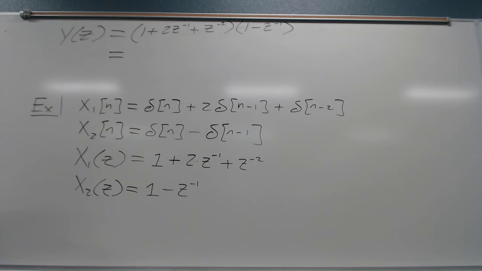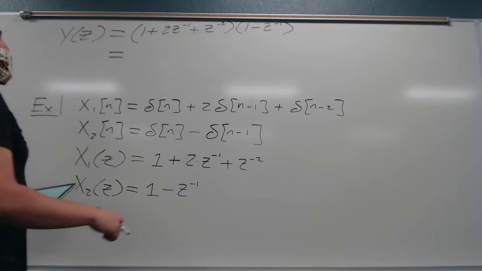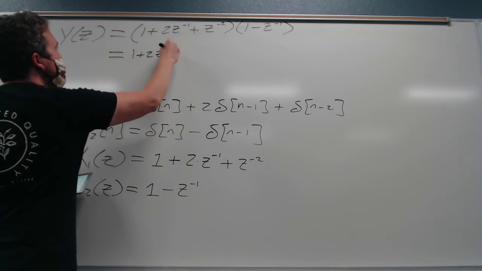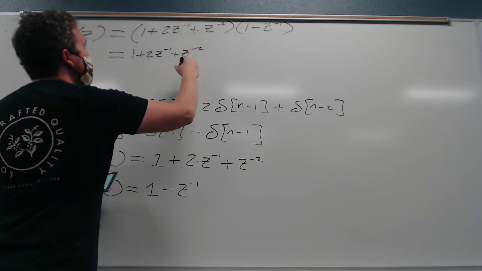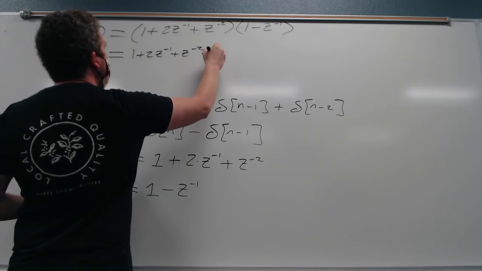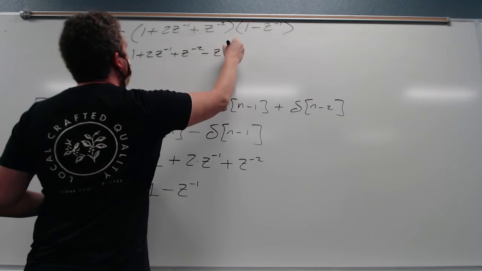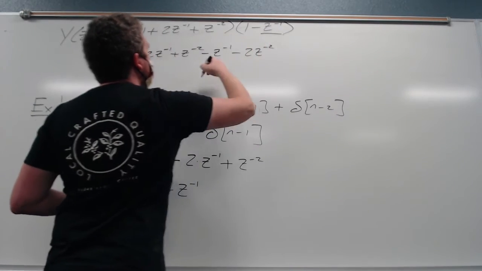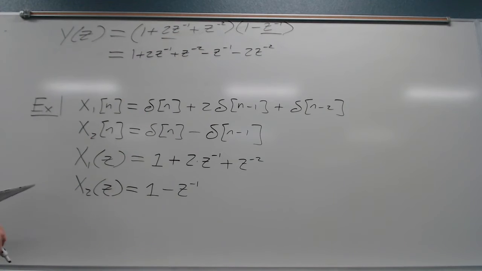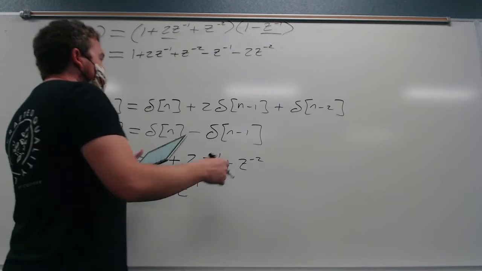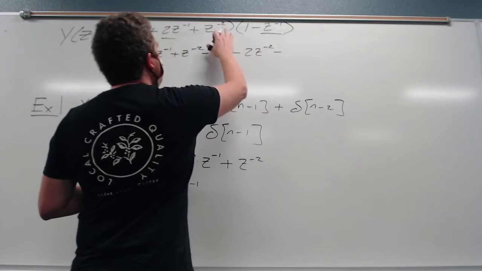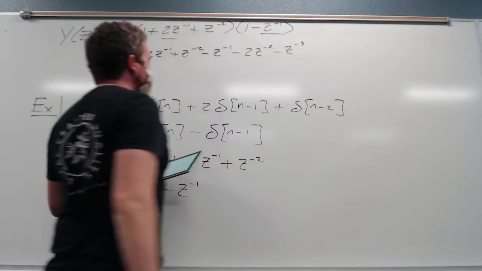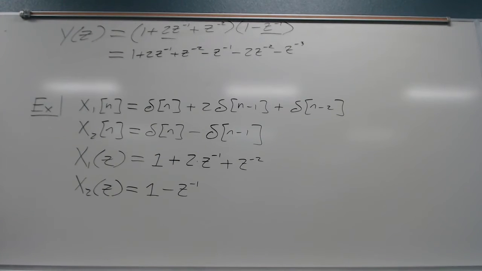Let's do one at a time, so we'll just have 1 plus 2z to the negative 1 plus z to the negative 2, now times negative z to the negative 1, so that's going to be minus z to the negative 1 minus 2z to the negative 2, right? And then finally we'll have minus z to the negative 2 times z to the negative 1, which is going to be z to the negative 3. We'll simplify a little bit.